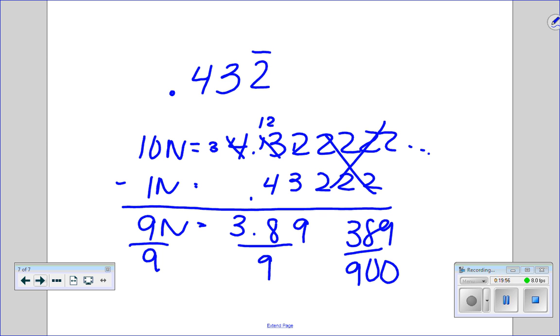And then 389 divided by 900 is 0.4322222 repeating. Nice work. That's all it is. Not reducible.